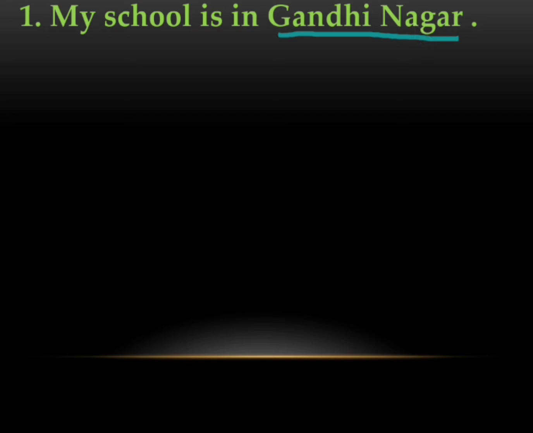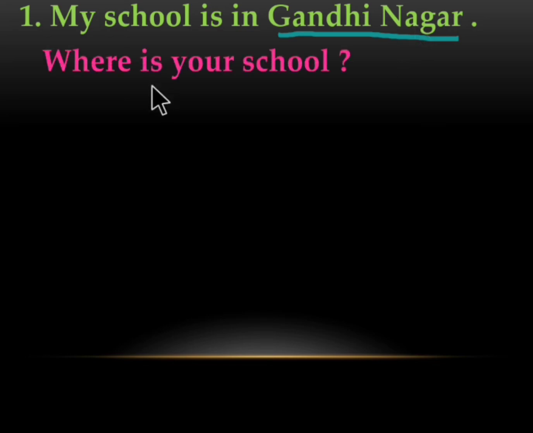So how do we frame that? The question for this statement is: where is your school? So this where represents the place. Is is the auxiliary verb which is already there in the statement, so we can use the same is. And my school will change to your school. And we must never forget to give a question mark at the end.